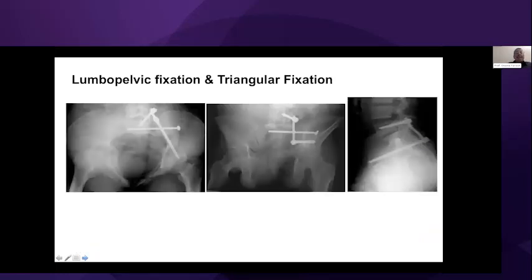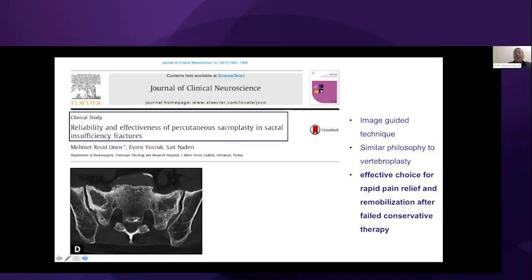Lumbopelvic fixation and triangular fixation is the method of choice in complex cases with U-shaped fracture and spinopelvic dissociation, but it is an invasive tool in such fragile patients and should be applied only in selected cases. What about sacroplasty? It is the same as vertebroplasty, same philosophy. Image-guided technique, an effective choice for rapid pain relief and early mobilization of the patient.